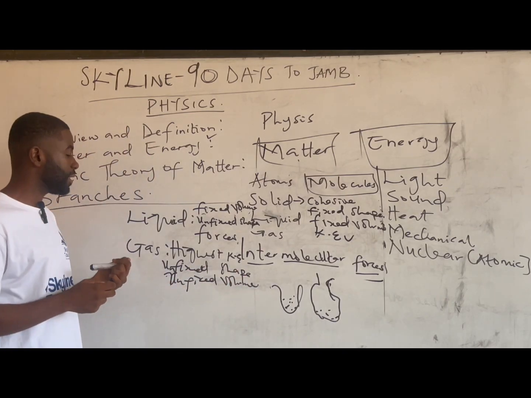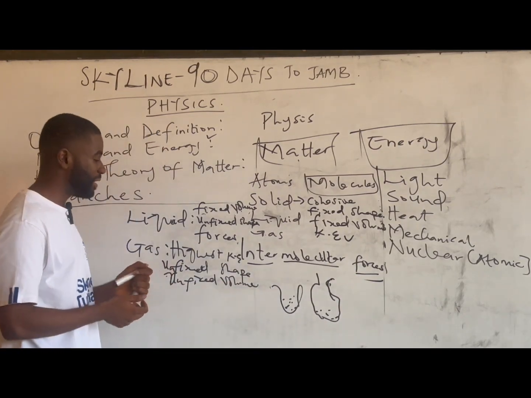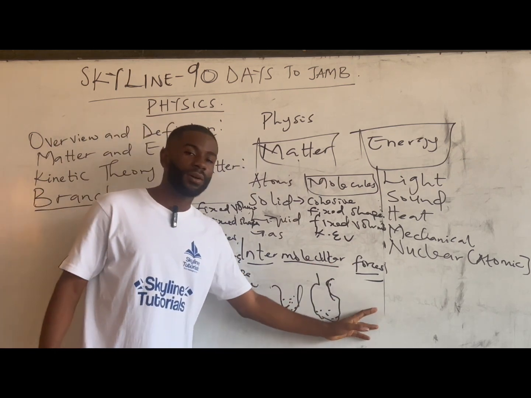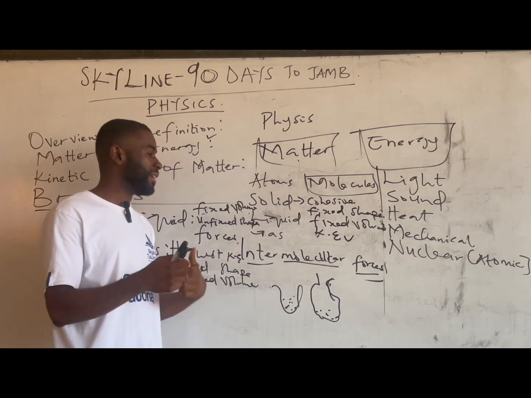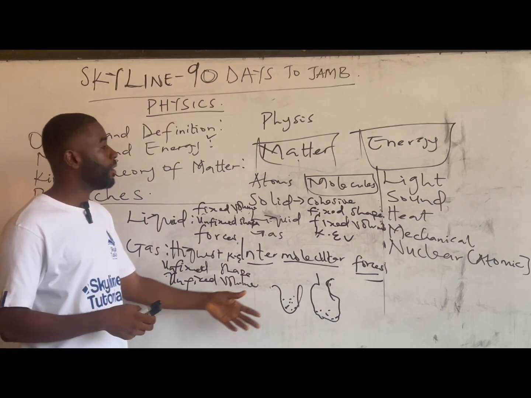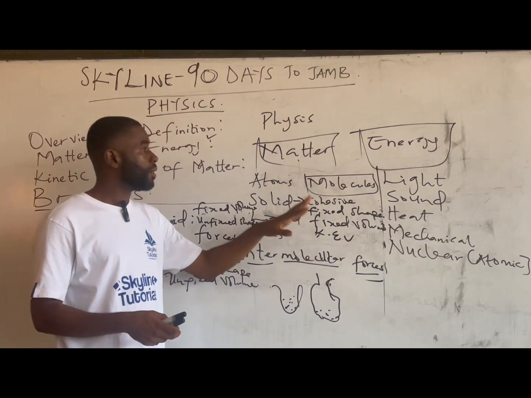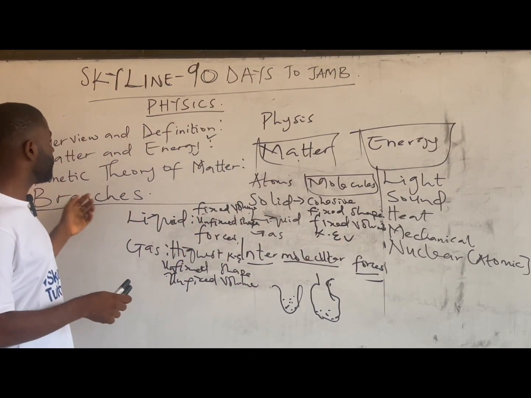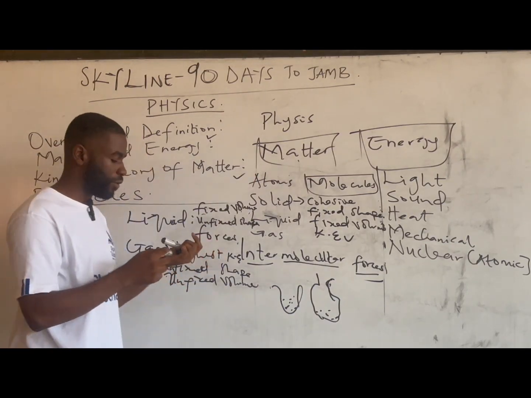They have the weakest intermolecular forces. Like I said, the weaker the intermolecular forces, the more the kinetic energy. It is more of an inverse proportionality. So that's it about matter and the behavior of the different states of matter. We have also talked about the different changes that matter undergoes. The next objective we would consider is the kinetic theory of matter.